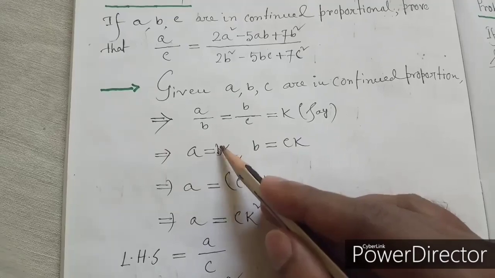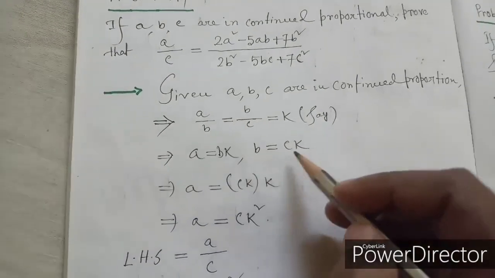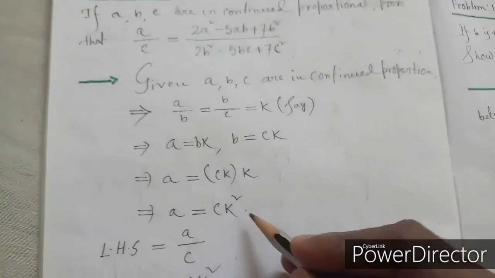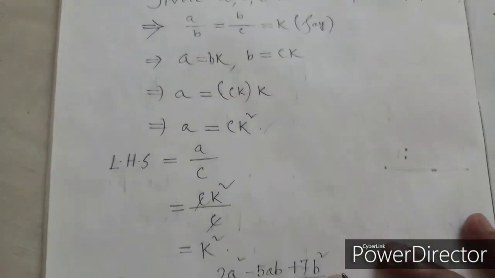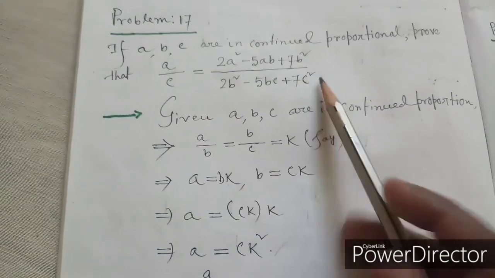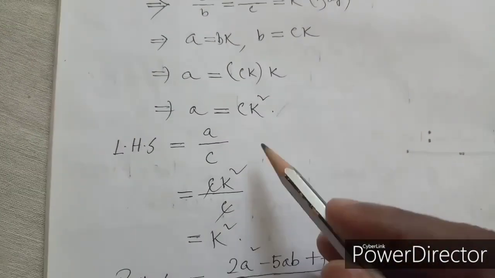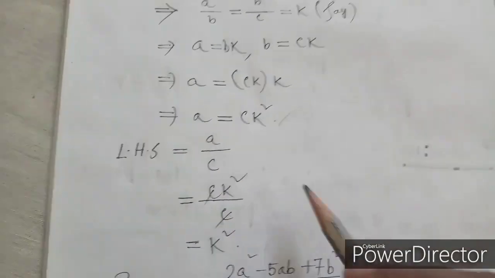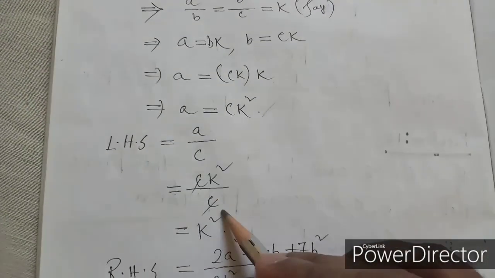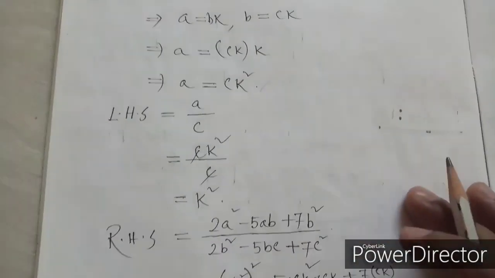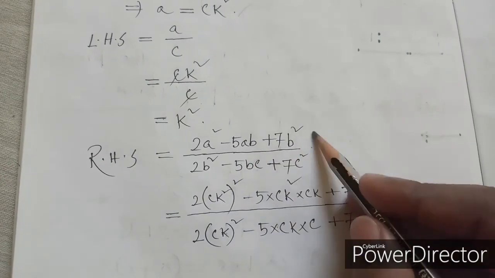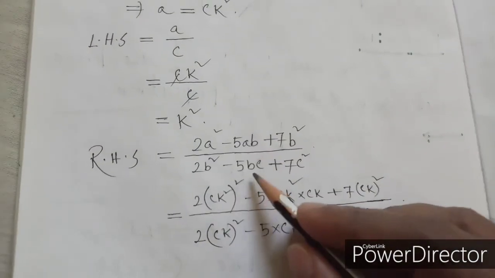Put the value of b here, instead of this b put ck. So a should be ck into k. So that should be a equals ck square. So now left hand side, we have to prove it. Okay, so left hand side should be a by c. That means what's the value of a? Ck square. Put it, ck square by c. That means k square.